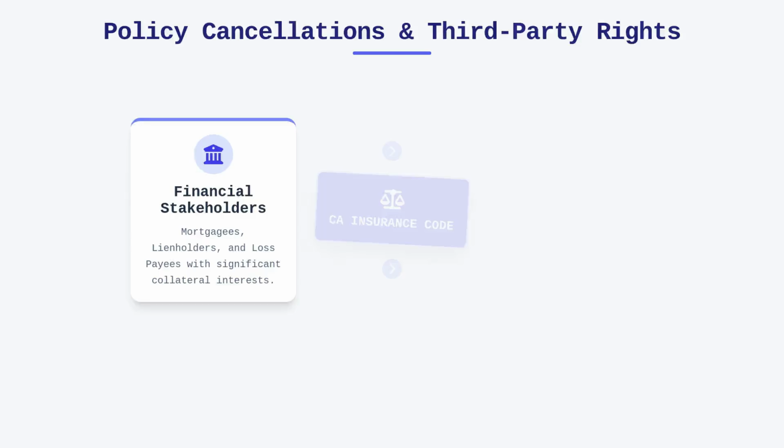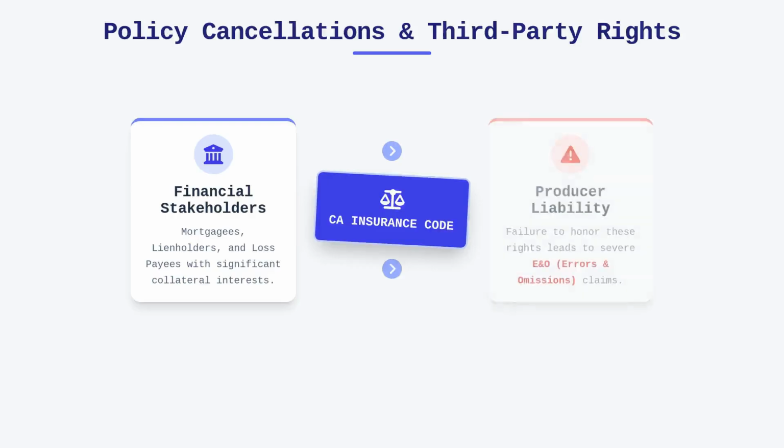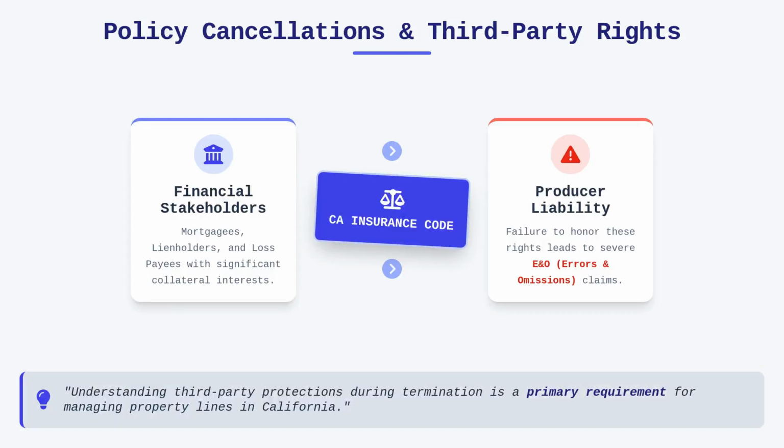Under the California Insurance Code, these third parties possess distinct legal rights that protect their collateral from uninsured losses. A failure to recognize and honor these rights does not merely compromise the financial institution. It exposes the insurance producer to significant errors and omissions liability. Understanding the mechanics of how the law treats these entities during a policy termination is a primary requirement for anyone managing property lines in California.